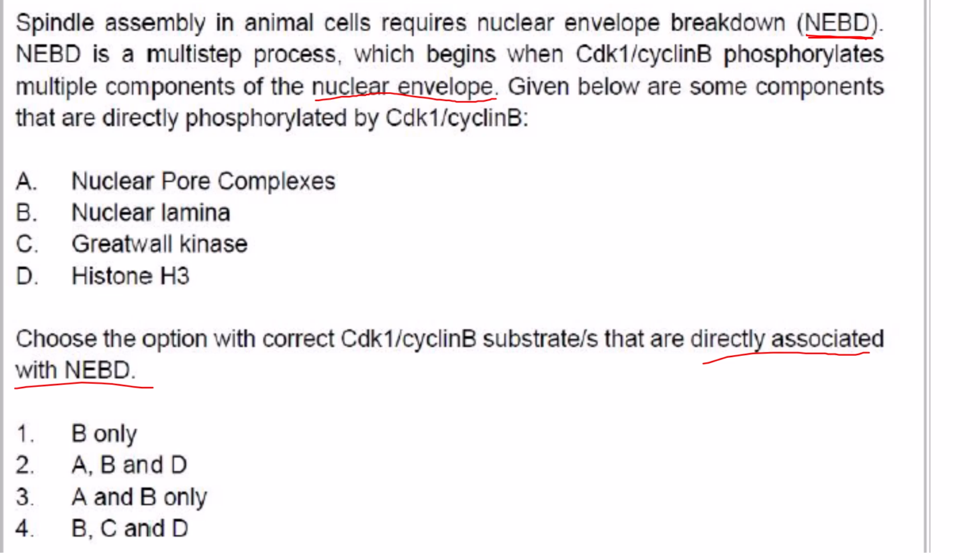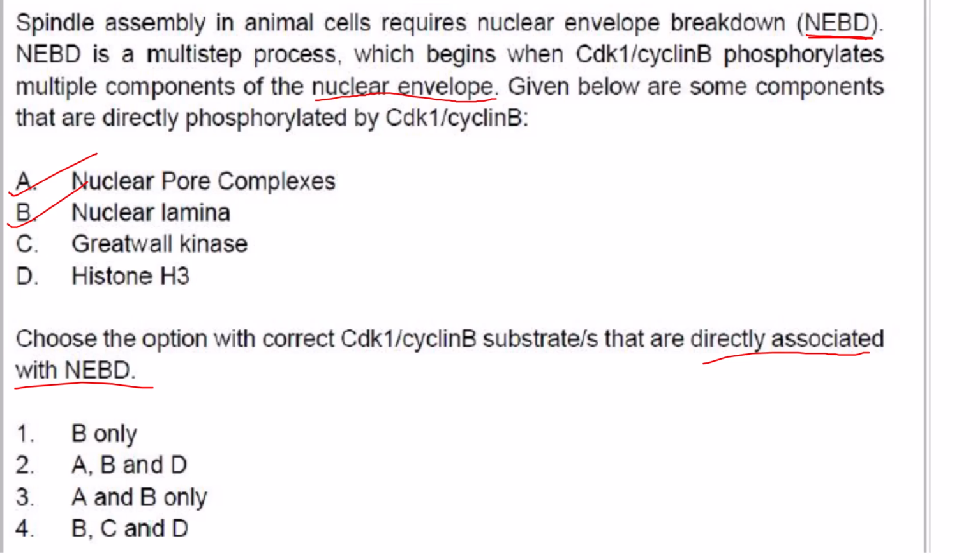So nuclear pore complexes, yes, their phosphorylation will result in nuclear envelope breakdown, and they are phosphorylated by the CDK1 cyclin B enzyme. So A is there. Then nuclear lamina, of course phosphorylation by CDK1 will lead to disassembly of the nuclear lamina during nuclear envelope breakdown. That's also correct.